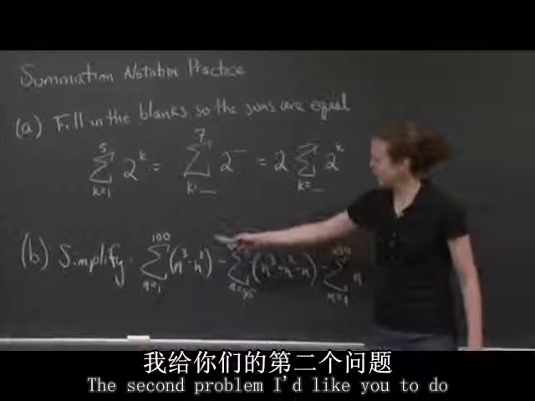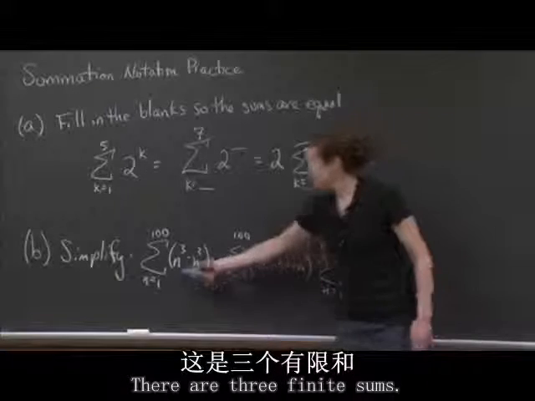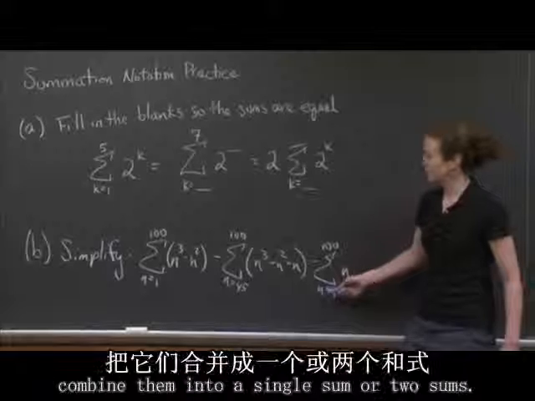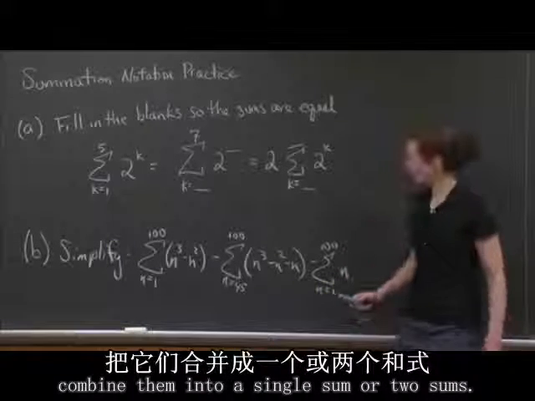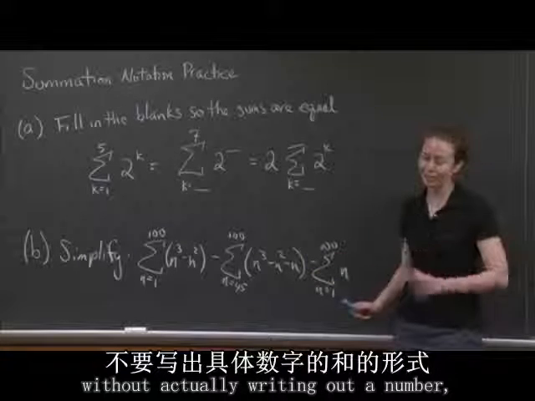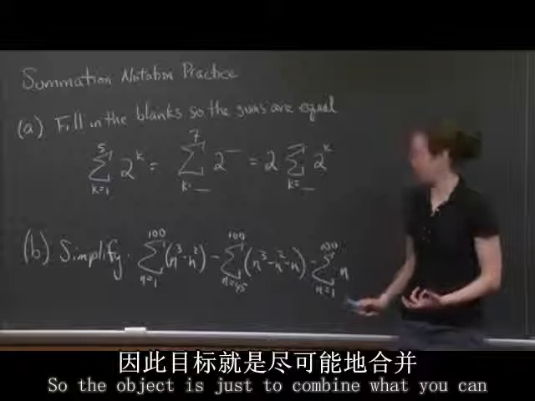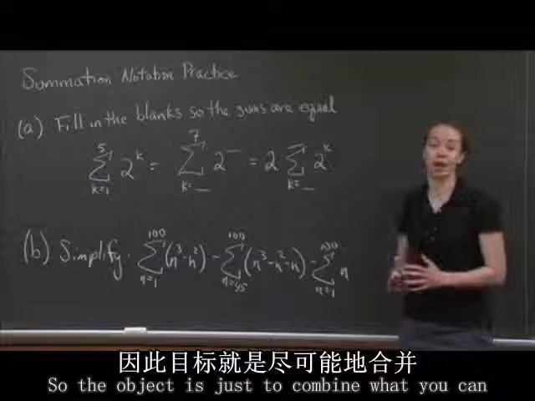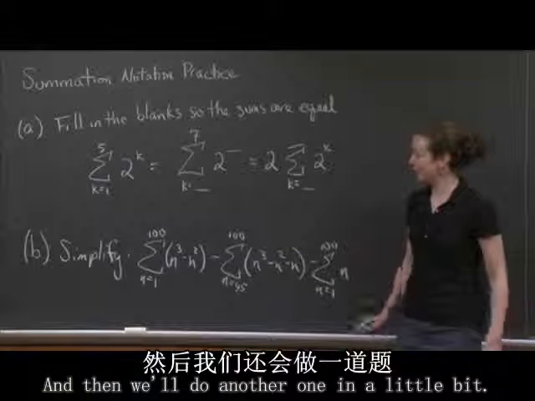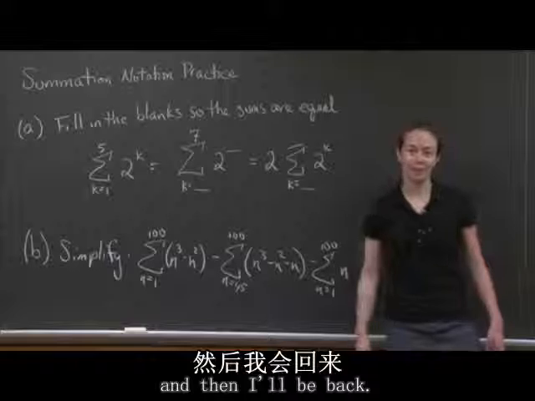The second problem I'd like you to do is a simplification problem. There are three finite sums. And what I'd like you to do is combine them into a single sum or two sums. Do the best you can to get it as simplified as you can without actually writing out a number, but keeping it in some sort of notation form. So the object is just to combine what you can and simplify where you can. And then we'll do another one in a little bit, but first let's do these two. I'll give you a while to work on them, and then I'll be back.